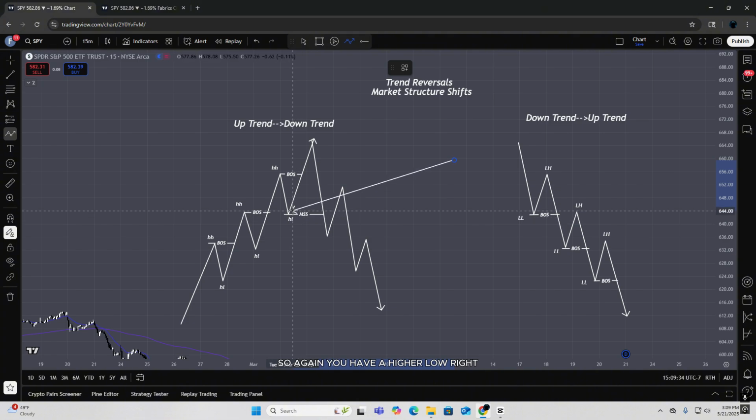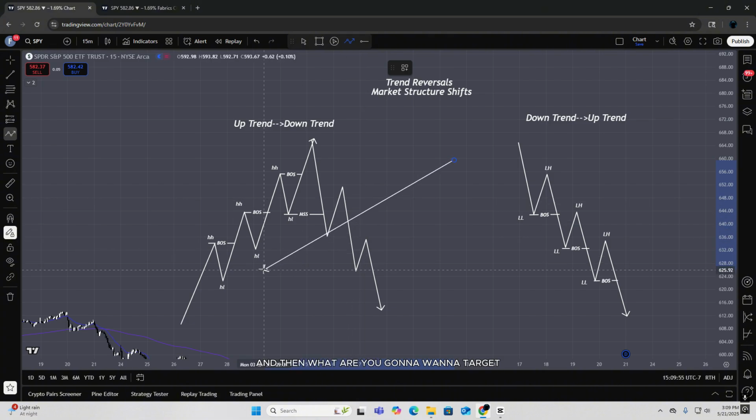So again, you have a higher low. You want to break through that, and then after that, you want to wait for a pullback, probably retrace into the fair value gap, which is in here. I'll tell you guys what that is. You want to see basically you not taking these higher highs. You want to see yourself struggle. You want to see the uptrend start struggling to continue higher.